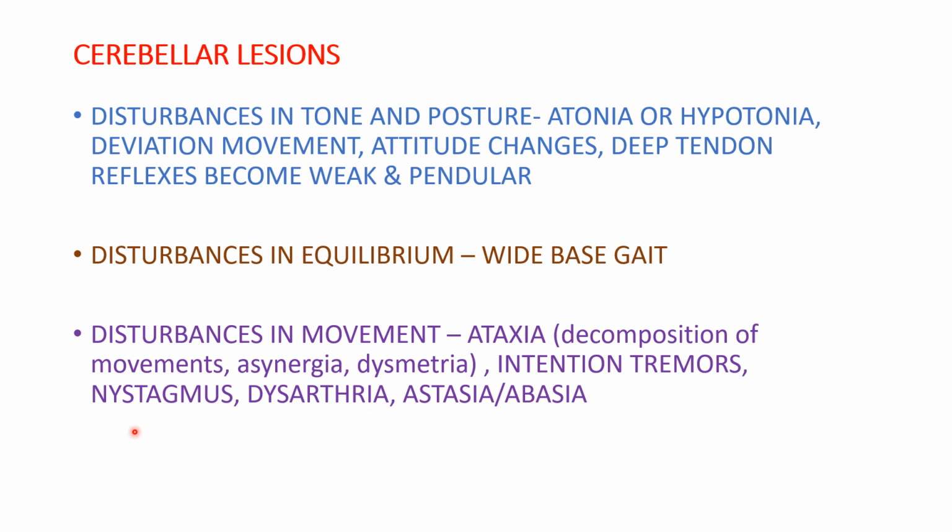Then coming to nystagmus. Nystagmus is a regular and rhythmic to and fro movement of the eyes, because of the incoordination of the extraocular muscles. This is due to damage of the flocculonodular lobe and occurs at rest also. So this nystagmus can occur at rest also. That is, to and fro involuntary oscillatory movements of the eyes because of the incoordination between the extraocular muscles.